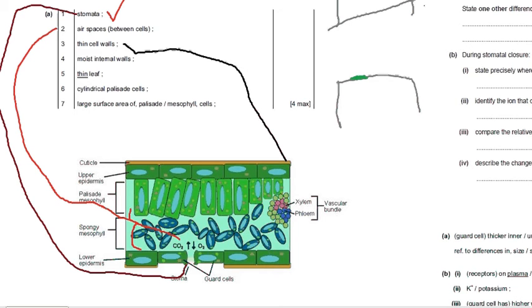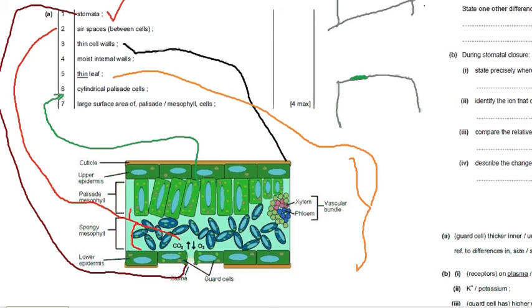Generally this is very low, so we have a thin leaf. Then these palisade cells, as you can see here, are cylindrical. If palisade cells are cylindrical, what does that mean? It means gas can pass through them more readily. And then there is a large surface area of palisade mesophyll cells. As you can see from the diagram, the surface area over here is very large, and also here, and also here. This all is the surface area of the palisade cells. So the surface area of the palisade mesophyll cells is very high.